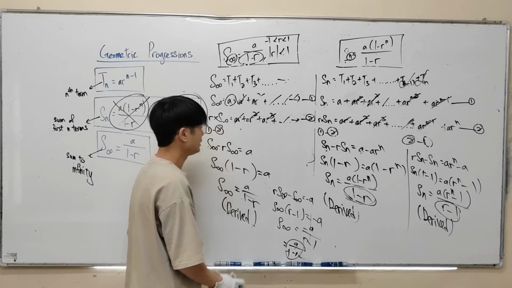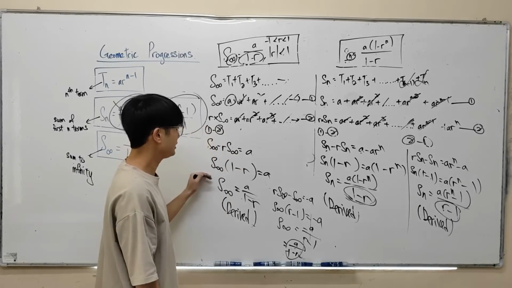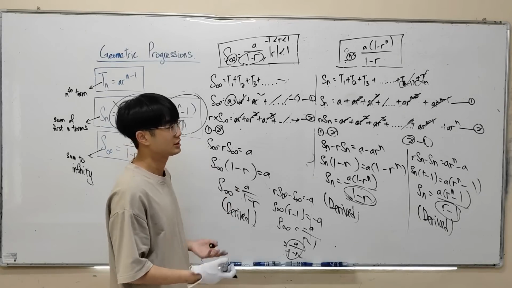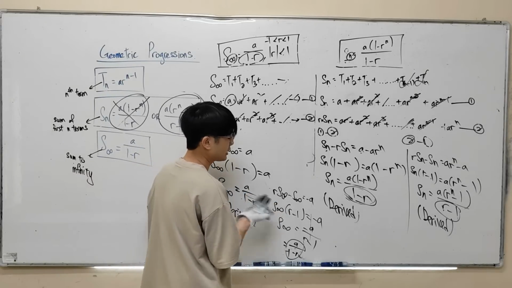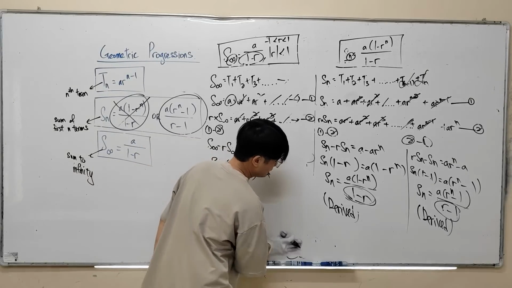But it's better if you do it like this, because if you do it like this, it's faster, right? If you do it like this, you have to do some extra working, but you'll get the same formula. Okay, I'm just going to erase this.